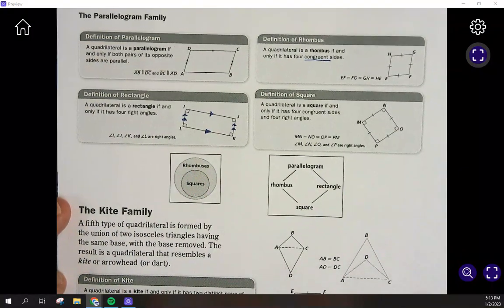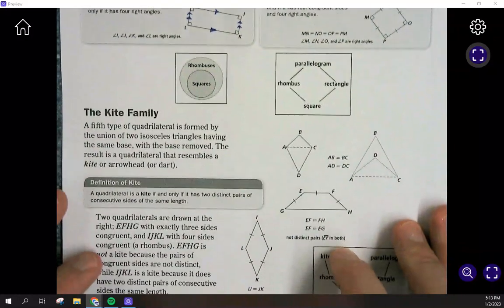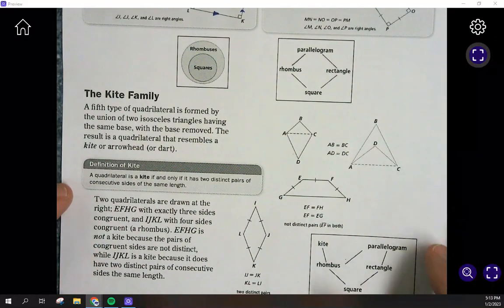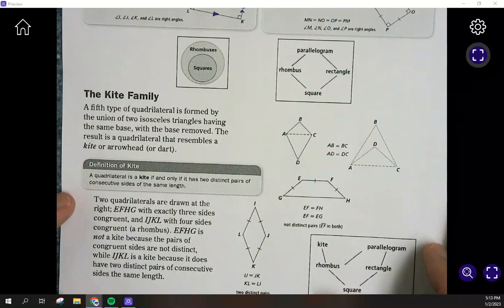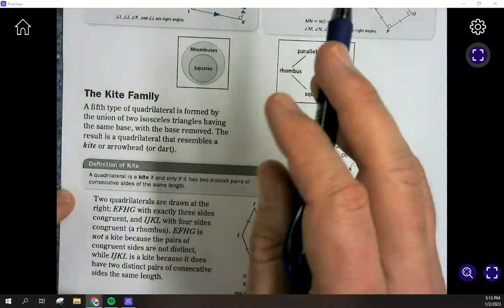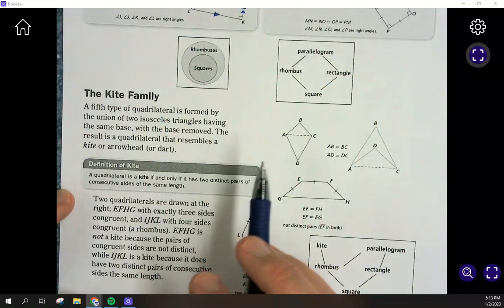So let's get into two different types that are not quite as common. Starting with kites. You probably haven't studied kites until now. You may have seen shapes that look like a kite, but you haven't specifically talked about what's special about their properties, like you probably already have with rectangles and squares.